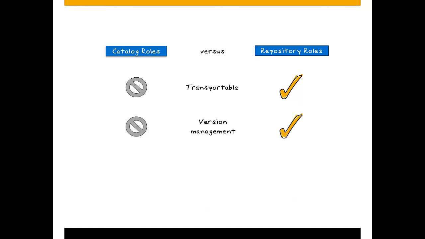Catalog roles cannot be transported between systems. Repository roles, on the other hand, can. No version management is possible for catalog roles, but repository roles benefit from automatic versioning provided by the repository.